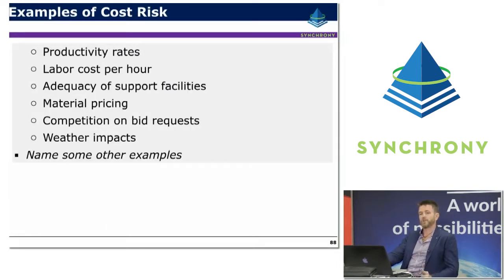So some examples of cost risk are productivity rates, labour costs per hour, the adequacy of support facilities, material pricing is a classic one, or competition on bid requests or market forces if you like, and of course things such as weather that are typically out of the control of the project manager, but they do have the opportunity to mitigate their impacts. So I'm sure you can name a number of examples of risks that you've had to deal with on your own projects.